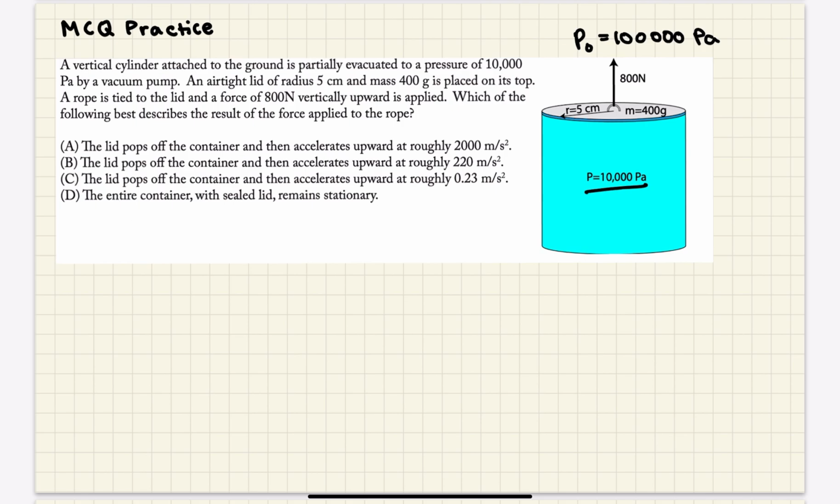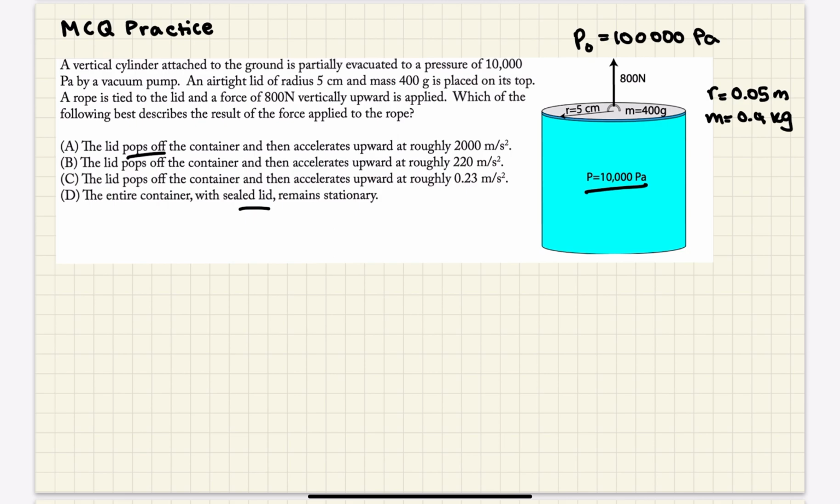We know that the radius is 5 centimeters, the mass is 400 grams. Let's convert that to SI or base units. 5 centimeters is 0.05 meters. Mass is 400 grams, which is just 0.4 kilograms. And let's see. We want to know if the lid pops off or if it remains sealed, which sounds like a force problem. If the forces upwards are greater, then the lid pops off.